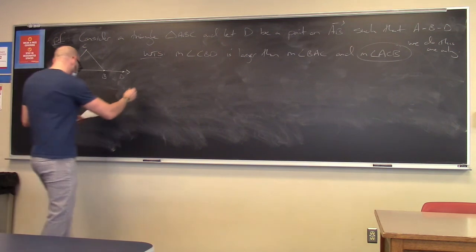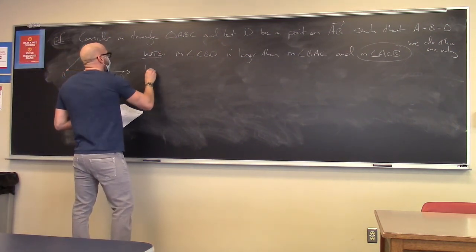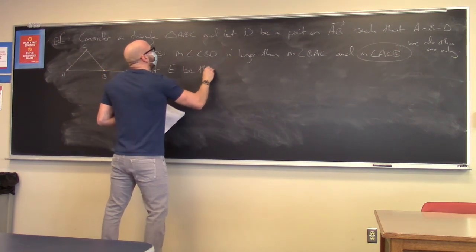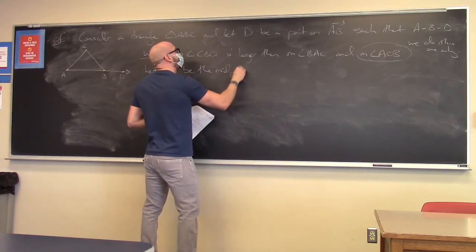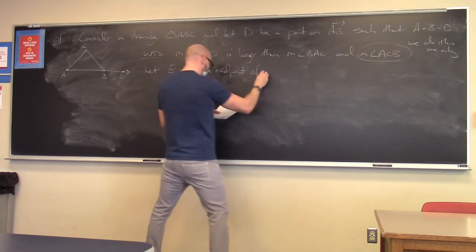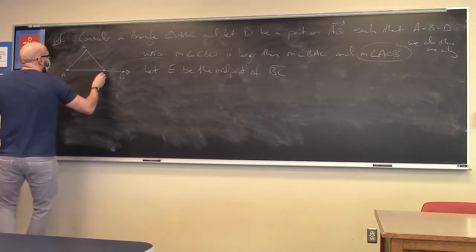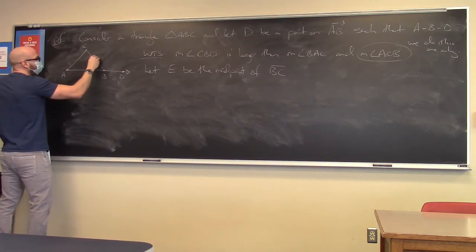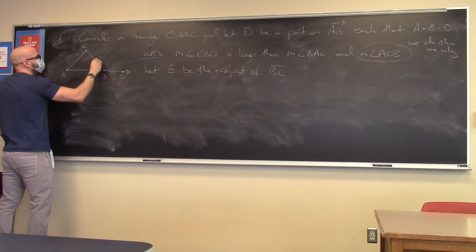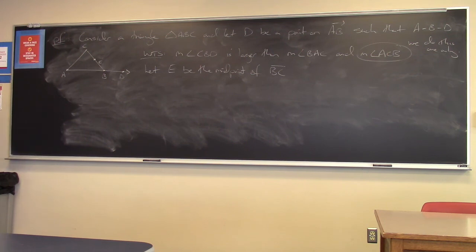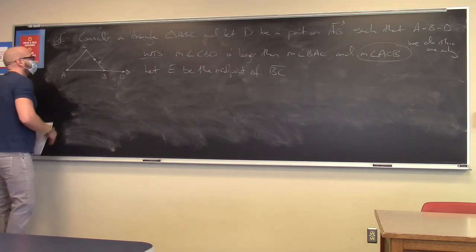All right, so what are we going to do? Well, here's the trick. Let E be the midpoint of side BC. So I'm going to come into BC and choose the midpoint. Why am I allowed to do that? Well, we already have a theorem that says that every line segment has a unique midpoint, right? So choose the unique midpoint. And I'm going to draw a ray in here.